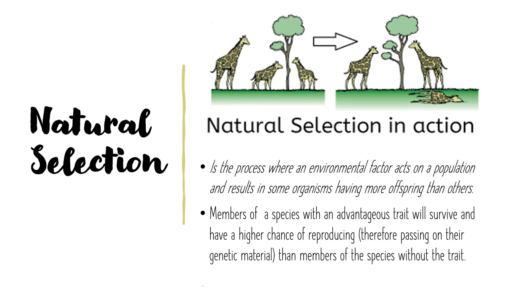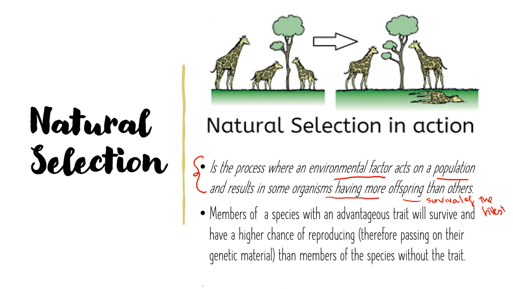So natural selection is a process where an environmental factor acts on a population and results in some organisms having more offspring than others. Okay, so there is an environmental factor that acts on the population, environmental or another organism, and some organisms having more offspring than others. So this links into our idea of survival of the fittest, because the fittest organisms will be able to pass on their genetics to the next generation.